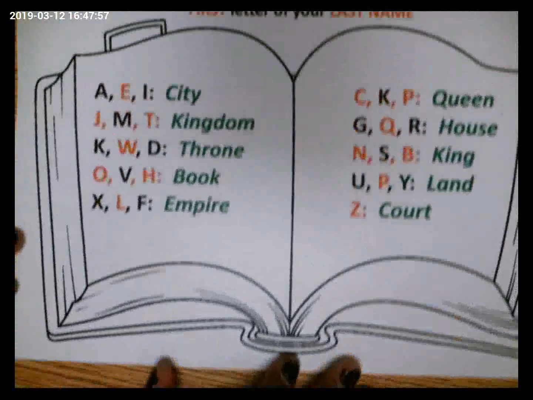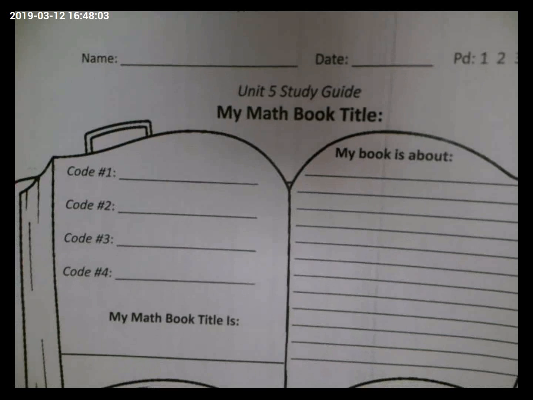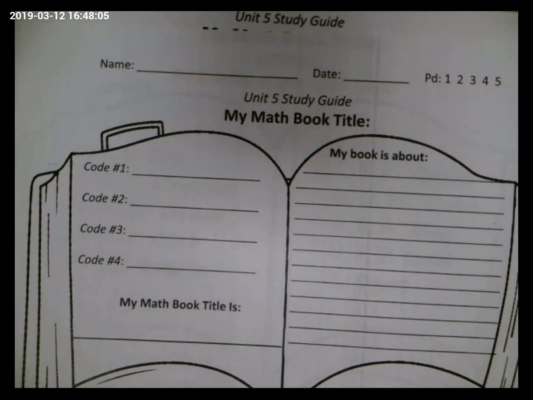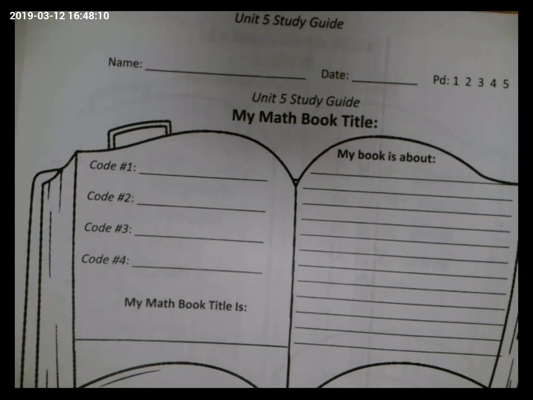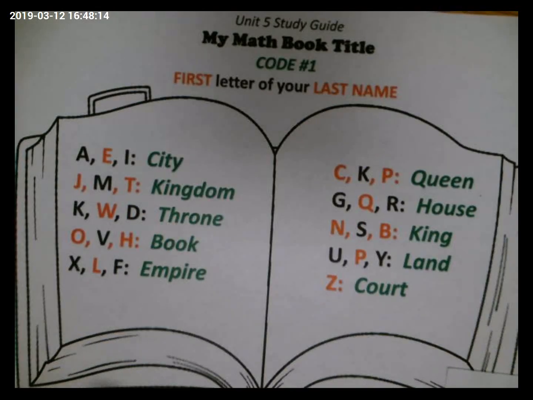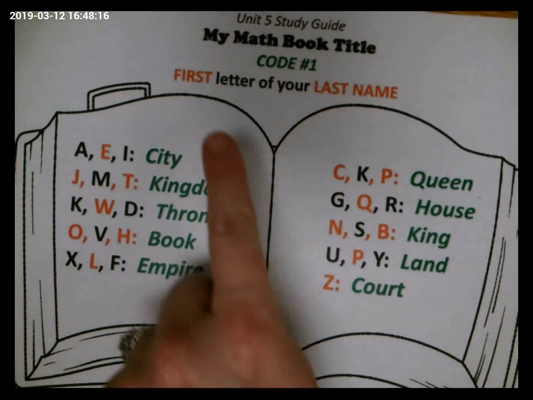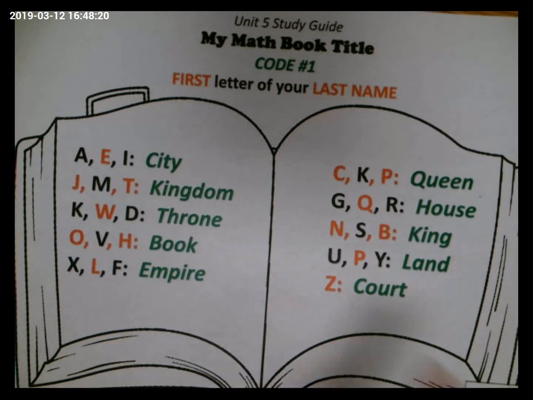And it is time for a code. Here comes code number 1. All right, so for code number 1, each of you received today in class your My Math Book title for your study guide. And so for Unit 5, we're going to make sure that everyone gets their codes. We have a total of 4 codes, so stay tuned till the end. Our first code is the first letter of your last name. You're finding that, and then you are writing down the word that you see.